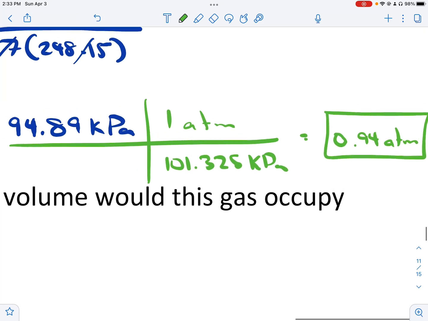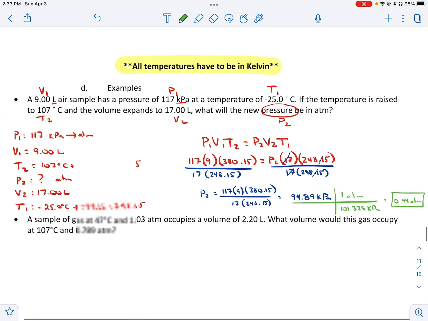So we did a lot of things in that problem, kind of to quickly review, right? We used the combined gas law, P1V1T2 equals P2V2T1, and then we converted from kilopascals to atmospheres for our answer. All right, so let's try one more example there.